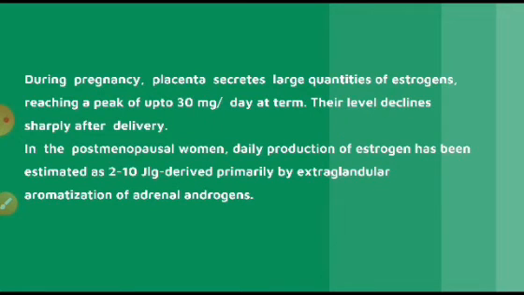During pregnancy, placenta secretes large quantities of estrogen, reaching a peak of up to 30 mg per day at term. Their level declines sharply after delivery. So during the time of pregnancy, these estrogens are always there to protect and to perform several actions. In post-menopausal women, daily production of estrogen has been estimated as 2 to 10 micrograms, derived primarily by extraglandular aromatization of adrenal androgens.